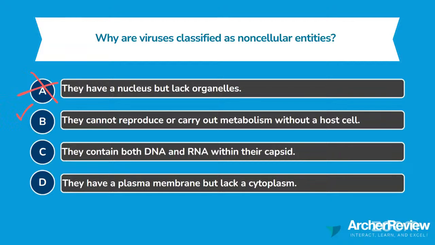All right, let's take a look at C. They contain both DNA and RNA within their capsid, and that capsid is that protein coat that I was talking about. No, they contain one or the other, but they don't contain both, and that's what makes that incorrect. And then D, they have a plasma membrane but lack a cytoplasm. They don't even have a plasma membrane, and they don't have cytoplasm. They have that capsid that surrounds their DNA or RNA.